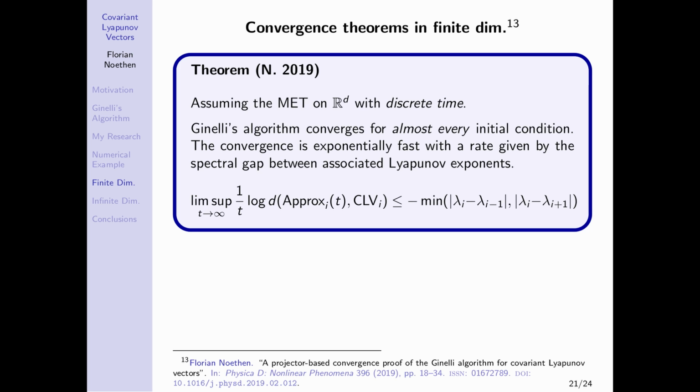Looking at this formula, if you for one second forget the lim sup in the beginning, multiply it by t, take the exponential function, then you see that the distance of the approximation is less or equal e to the power of minus t times the distance of the associated Lyapunov exponent to its neighbors. This form of the formula is for non-degenerate systems.